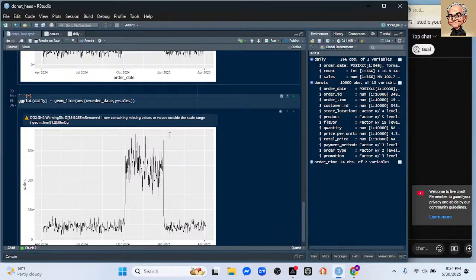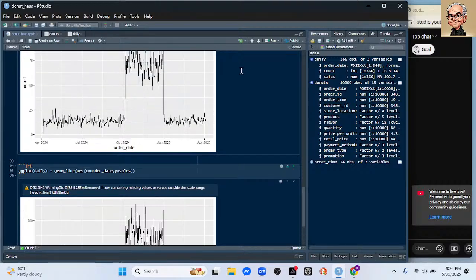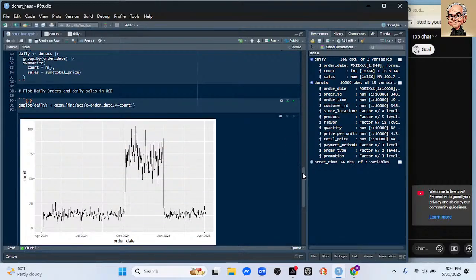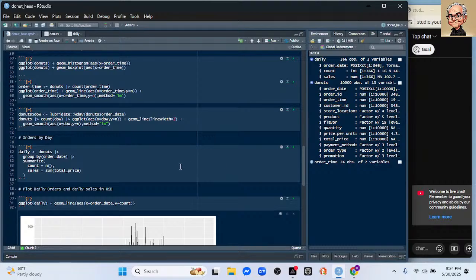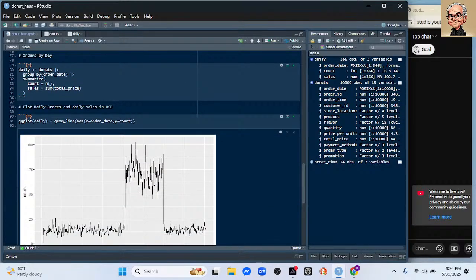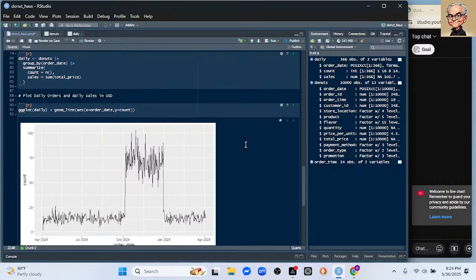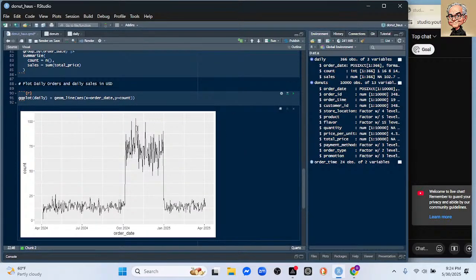Because I mean, we could even try doing some sort of moving average. But the trouble is, we just got this huge difference between 25 orders a day to 100 orders a day. And we looked at days of the week. We saw it had increased the day of the week.